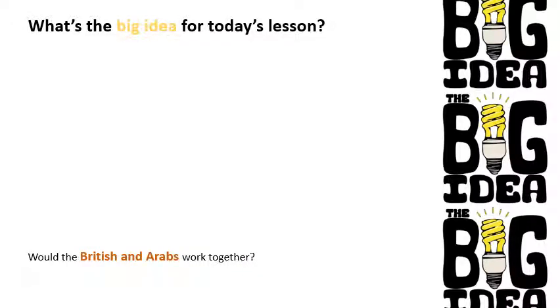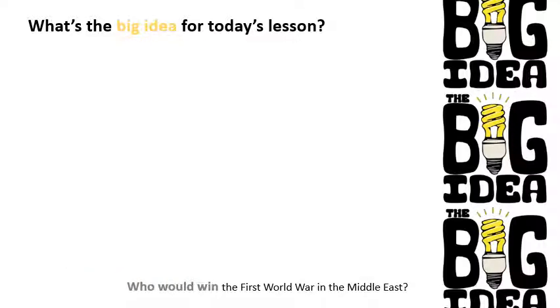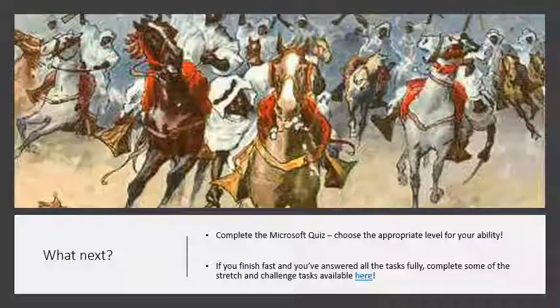This was another key question that was asked and needed answering if they were going to be successful during the First World War. And if they could, the big question was, who would win the First World War in the Middle East? Will it be the British and the Arabs working together, or will it be the Ottoman Empire?